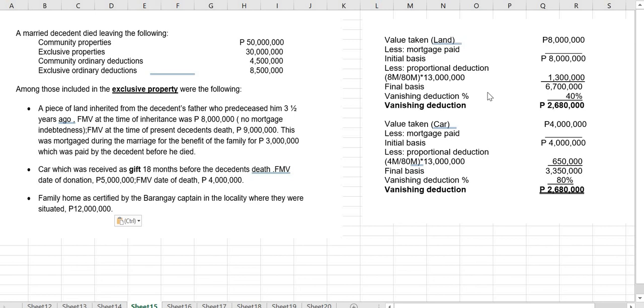So, the reason why it was not lumped, no? Because it has a different grade. If it's the same rate, you can just lump the computation of the vanishing deduction, but if the rates are separate, you cannot. Here, you'll use 80%, because it is 18 months, so that is within 2 to 3 years. So use 80%. So the vanishing deduction is 2,680,000. Okay? So we're done with computing the vanishing deduction.